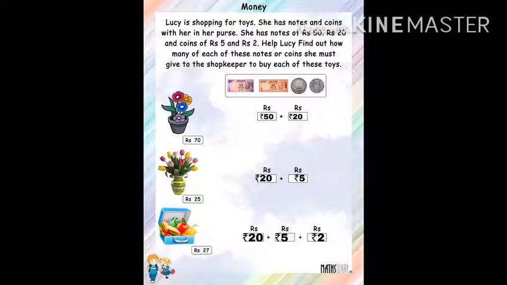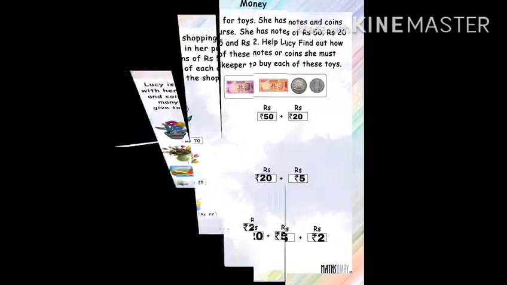The other item is a flower vase and the price is 25 rupees. So how much money will she give? She will give a note of 20 rupees and a coin of 5 rupees. So altogether the answer becomes 25 rupees. The third item is the lunch box and the price is rupees 27. And how much money does she have to give now? She will pay a 20 rupee note plus a 5 rupee coin and a 2 rupee coin. So altogether the answer becomes 27 rupees in all.